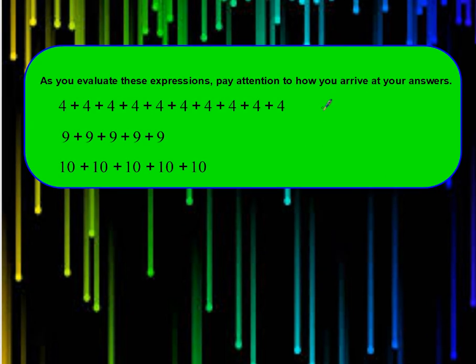Now on this first one, I noticed that there are 10 fours, so I would multiply 10 times 4 and get 40. On the second one, I noticed that there are 5 nines, and 5 times 9 is 50. Or it's 45, what am I thinking? 45. And the last one is 5 tens, which is 50.